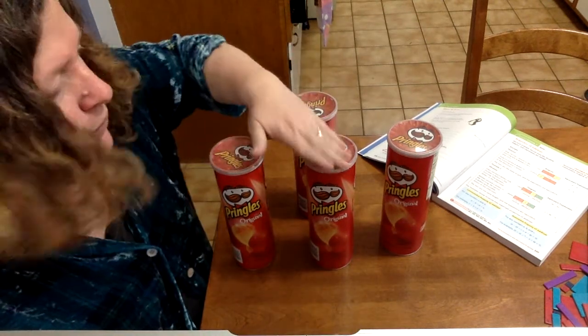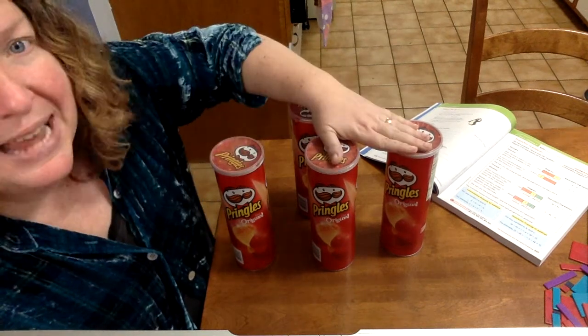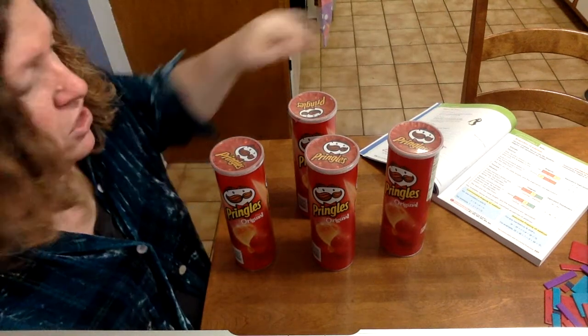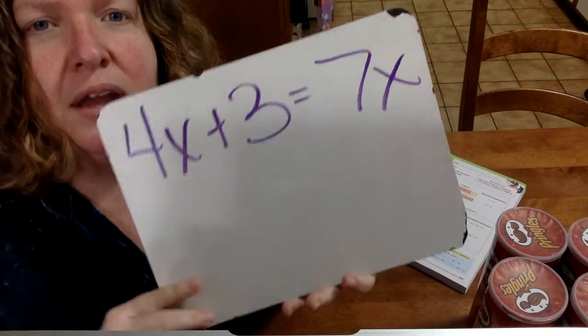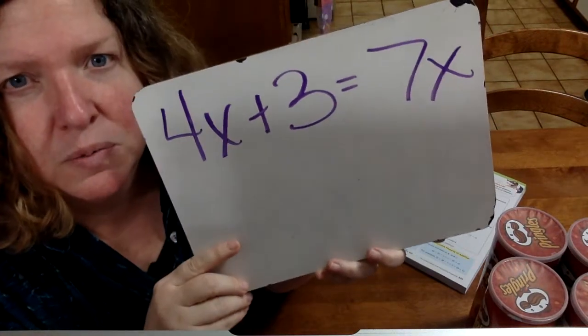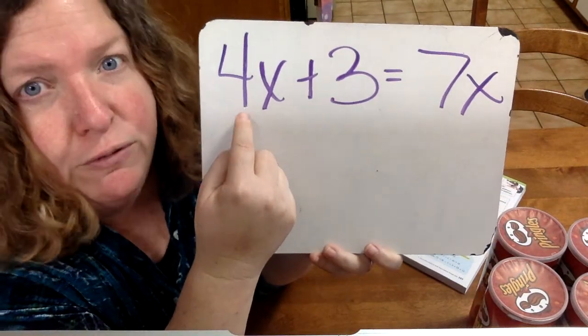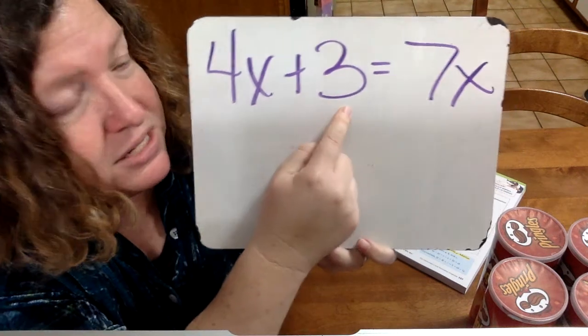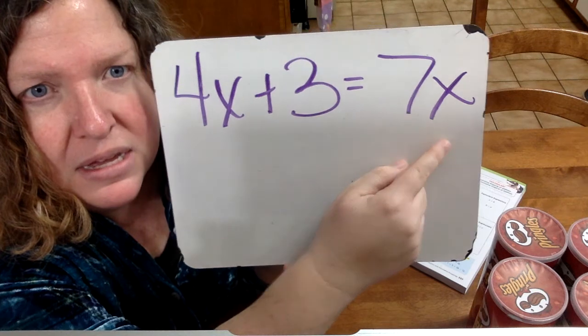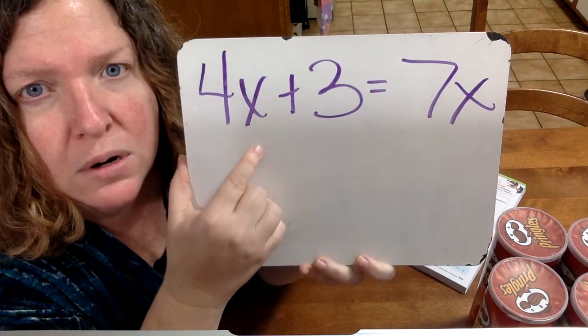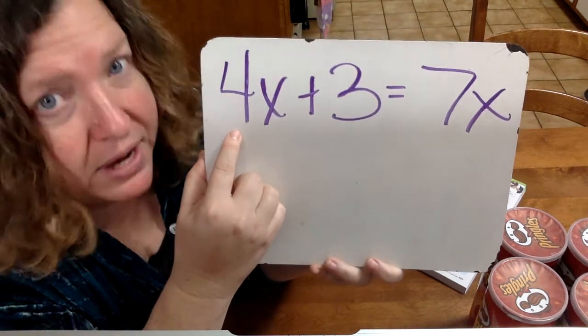So there's 4 full cans of Pringles. We don't know how many are in each, but we know there's 4 whole cans, and he said there's also 3 additional Pringles. So 4 whole cans and 3 additional Pringles. Now remember, what Puzzle Penguin was telling us was that 4x plus 3 equals 7x.